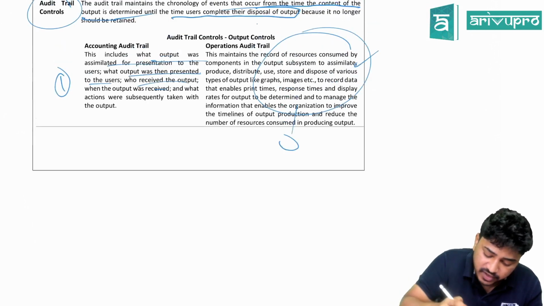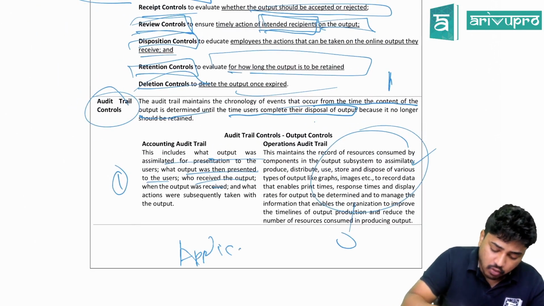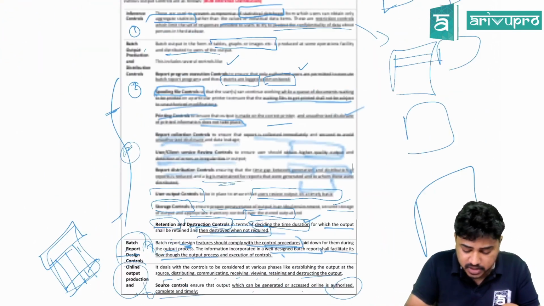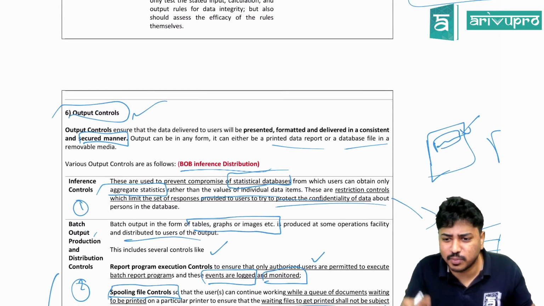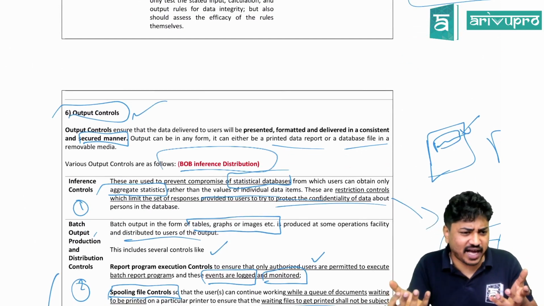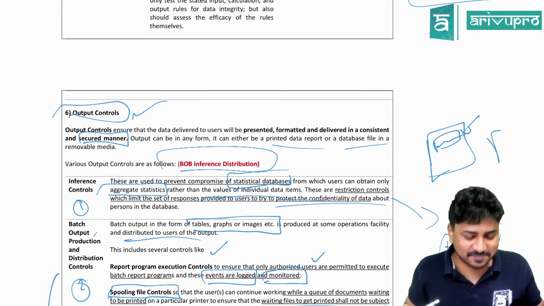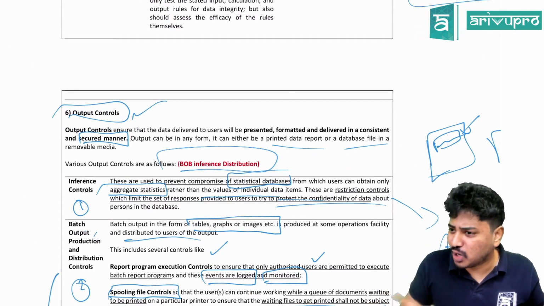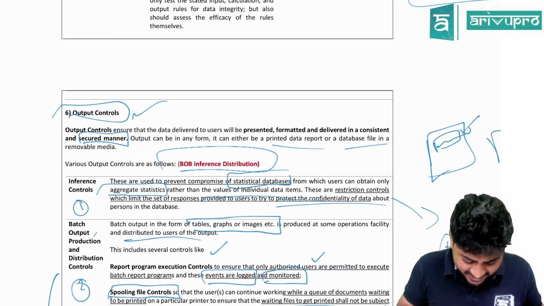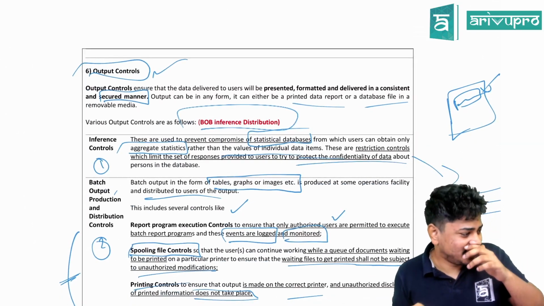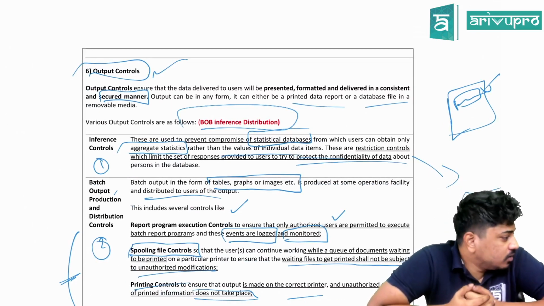Now, we are done with application control. Now, what is the short form? The short form is BOB-ID, inference distribution. Bob, you know, is a meme character in social media, right? Bob the Builder, be like Bob. I have not seen the memes. So Bob inference distribution, that is the thing. Are we clear? Any questions?